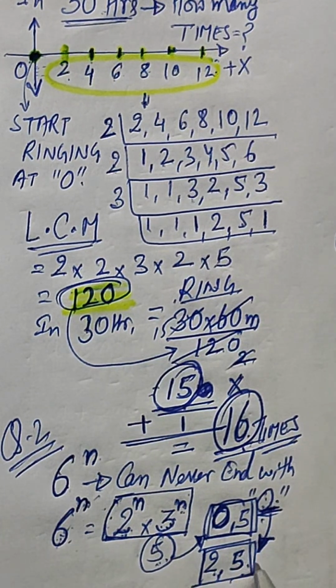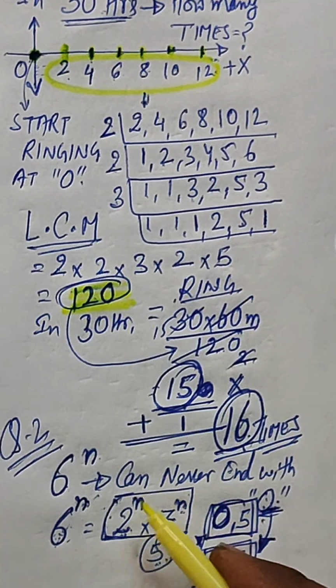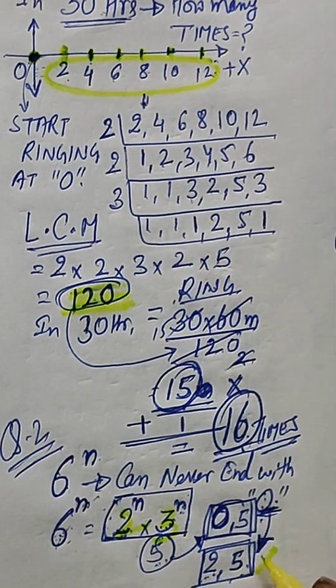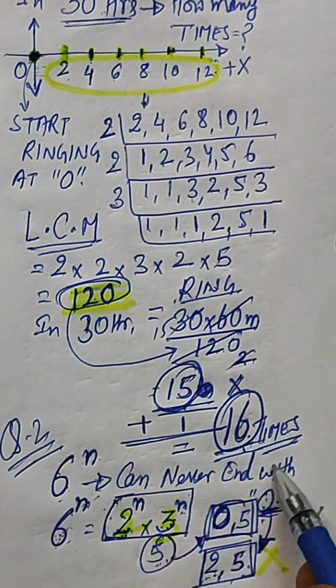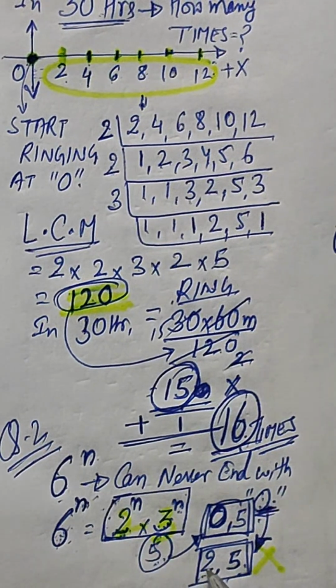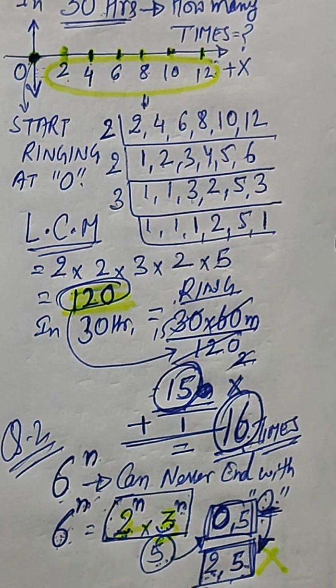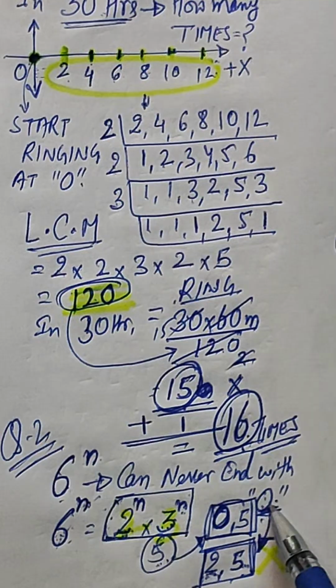It should be 2 and 5, but the factors of 6 to the power n are 2 and 3, not 2 and 5, right? So to end with 0, it should be not either, but both of these, 2 and 5, then only it will end with 0, right?